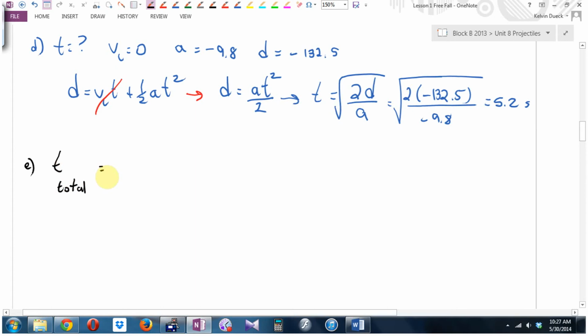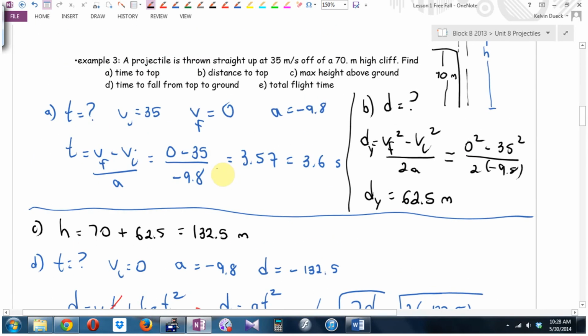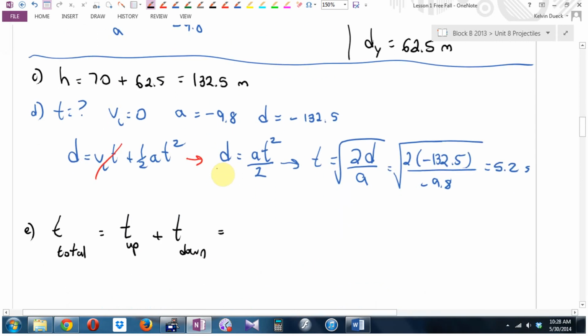Suggestions? I think it's going to be time up plus time down, because time's a scalar. Time up was 3.6 seconds. Time down, 5.2 seconds. I think I can do that in my head too. 8.8?